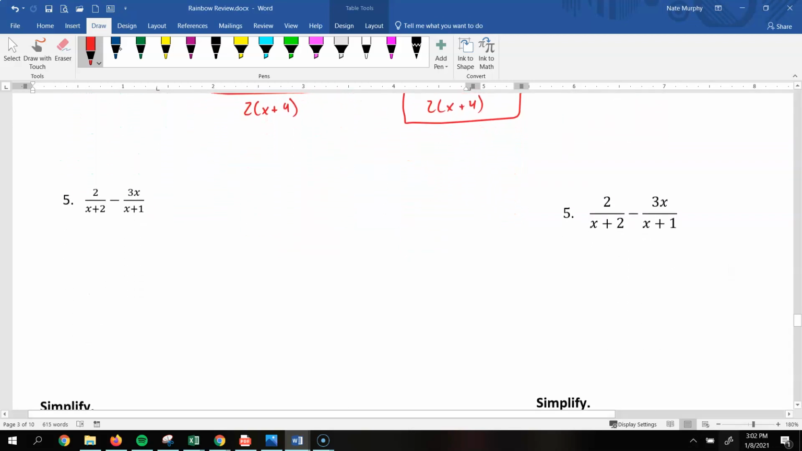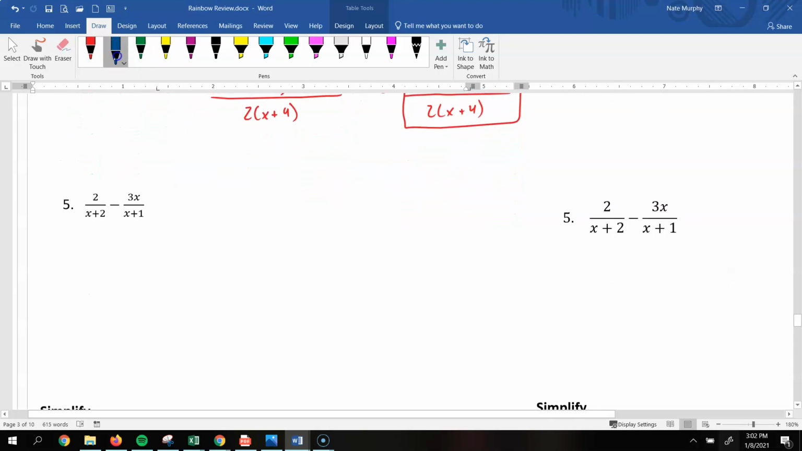All right, let's look at number 5. With number 5, again, when we see that we have subtraction, I'm going to change this to adding a negative. It'll just take out a step and make things a little bit easier in the long run, avoiding some common mistakes. There's nothing to factor here, so I'm just going to start right in with finding the least common multiple, which is going to be x plus 2 times x plus 1.